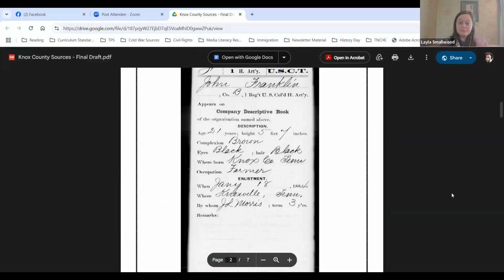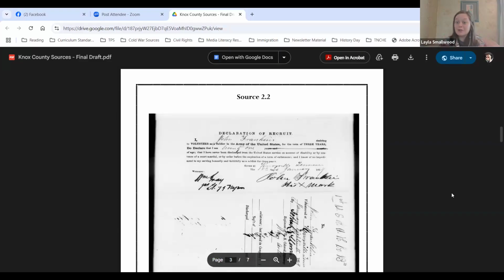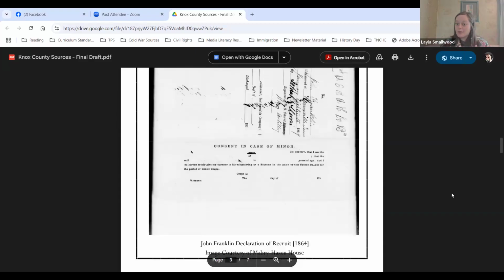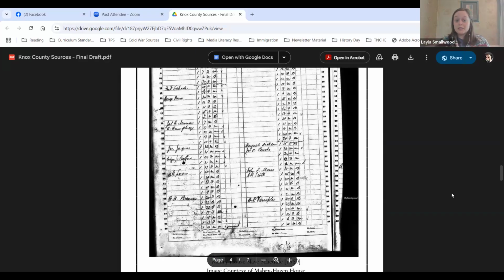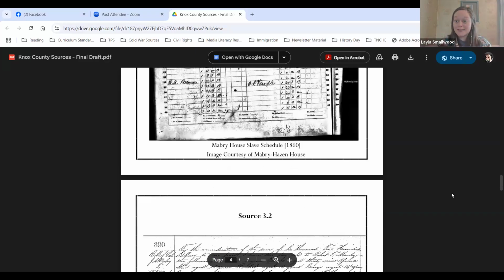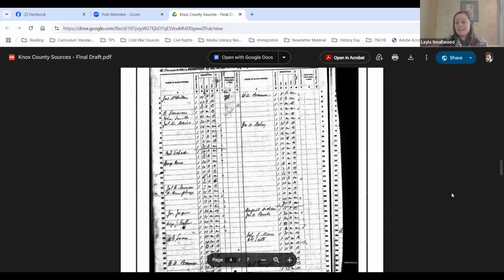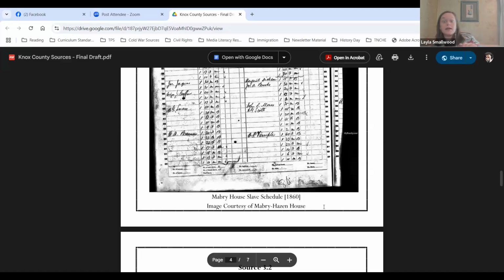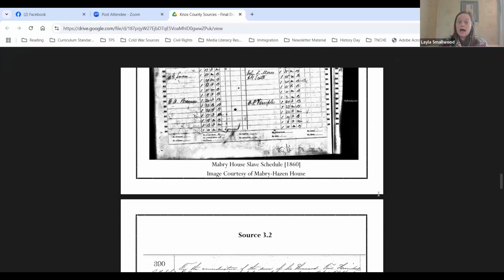So you have these enlistment papers for John Franklin. He can tell you who he was, where he was from, answer those beginning questions, right? And this is just some of his recruitment paperwork. This is a really special source to have. It is the Mabry Hazen slave schedule. And what's the year on that, Nikki? Is it 1830? 1860, excuse me. 1860. Yeah, 1860. So this is giving you some background on John Franklin and his family unit at Mabry Hazen.